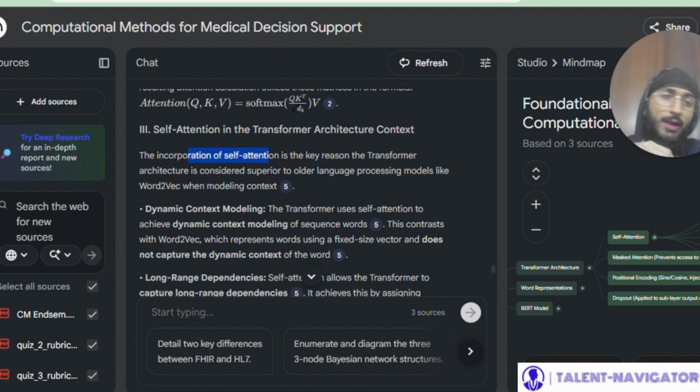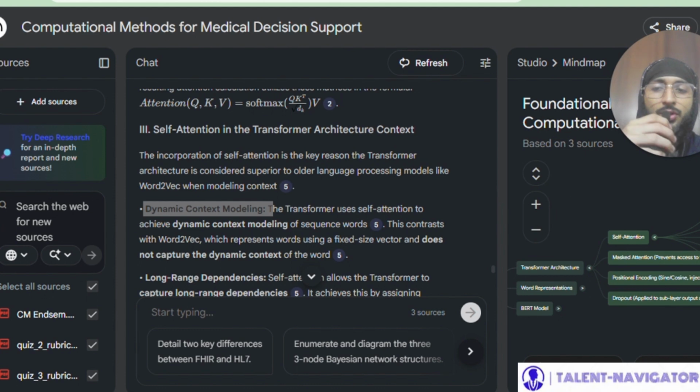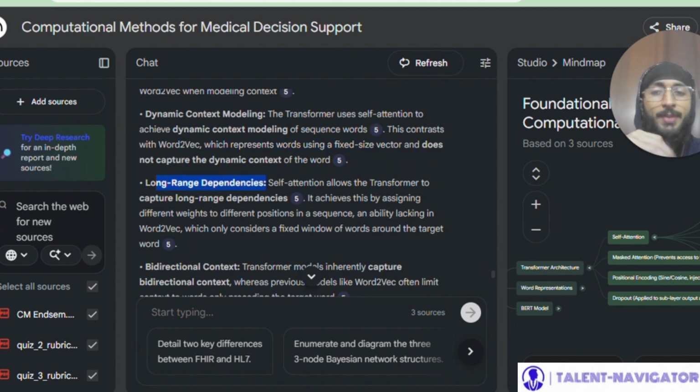So the incorporation of self-attention is the key reason that the transformer architecture is considered superior to older language processing models like Word2Vec when modeling context, because it has dynamic context modeling. So the transformer uses self-attention to achieve dynamic context modeling of sequence words. This contrasts with Word2Vec, which represents words using a fixed size vector and does not capture the dynamic context of the word.